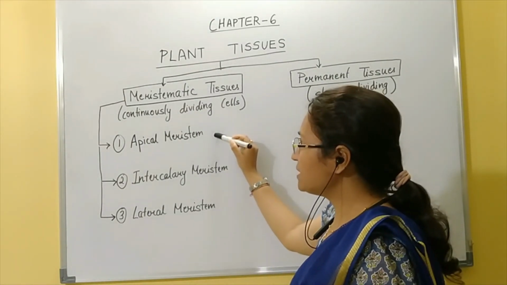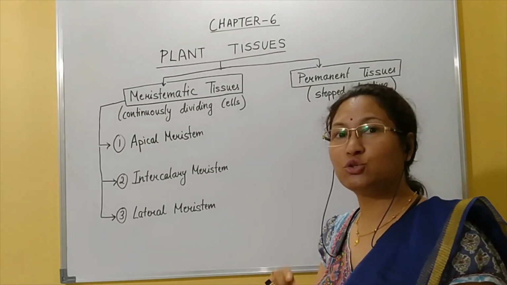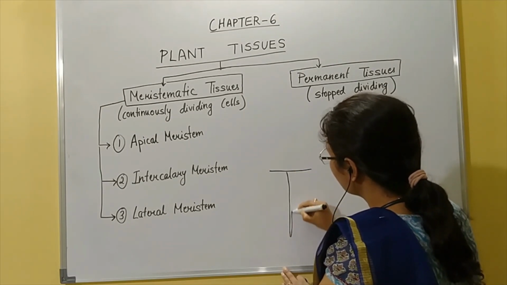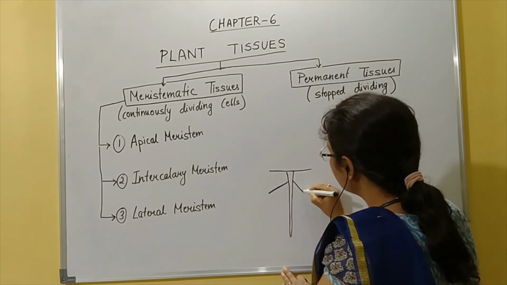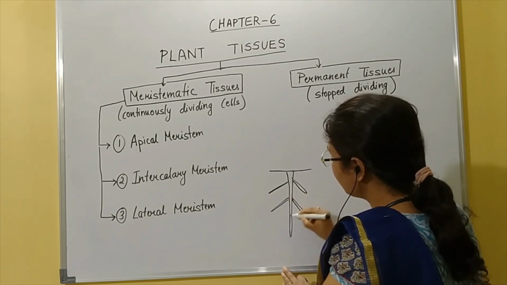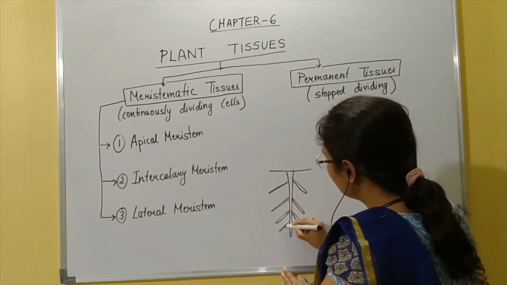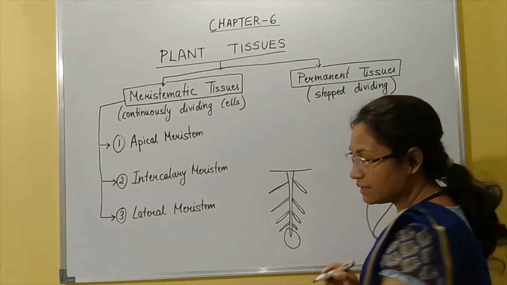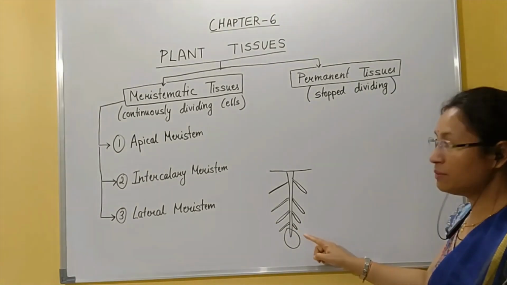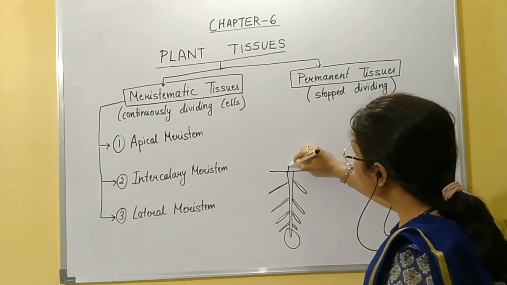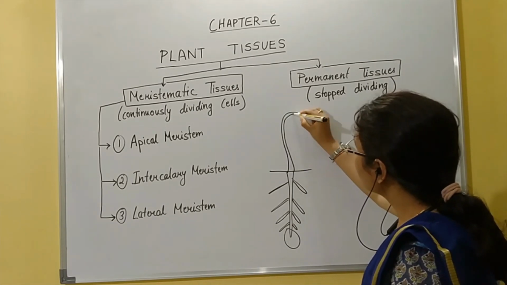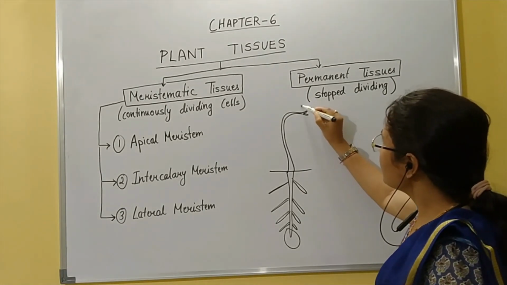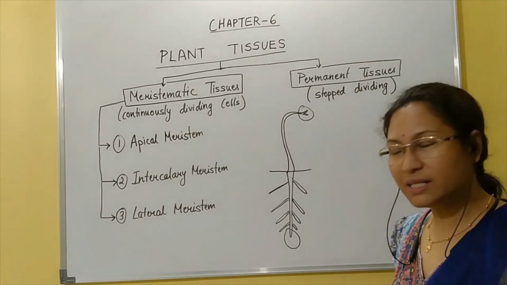Now the apical meristem is present at the root and shoot tips of the plant. Suppose this is the root, I'm drawing a tap root system. Okay, this is a root. Then the tip of the root, this portion, has the meristematic tissues. And then suppose this is the shoot, then the tip portion of this shoot has the meristematic tissues.